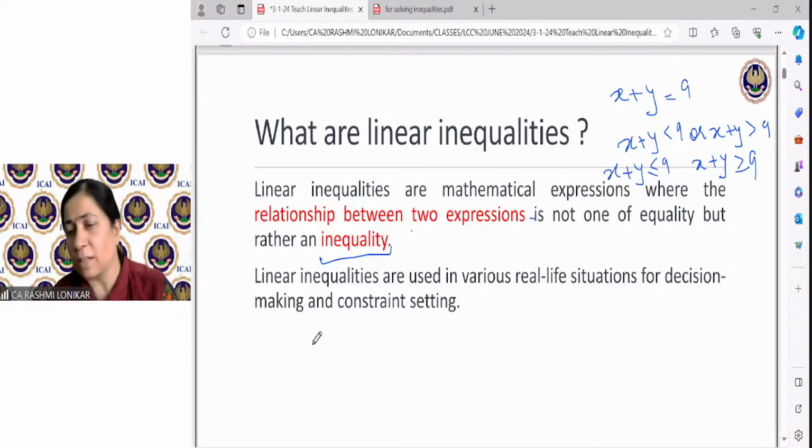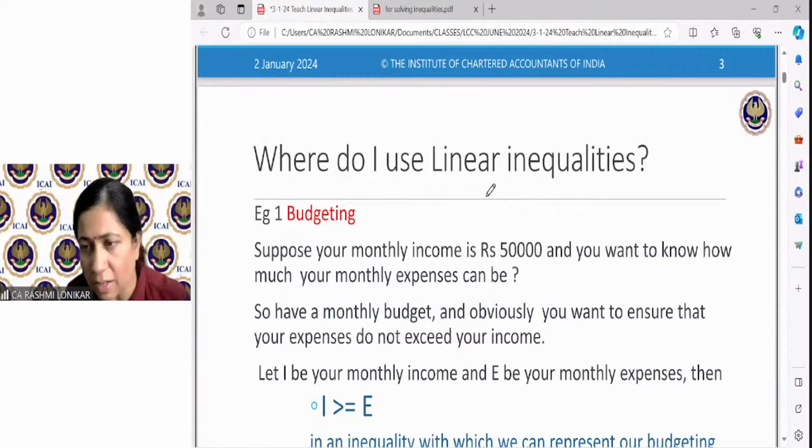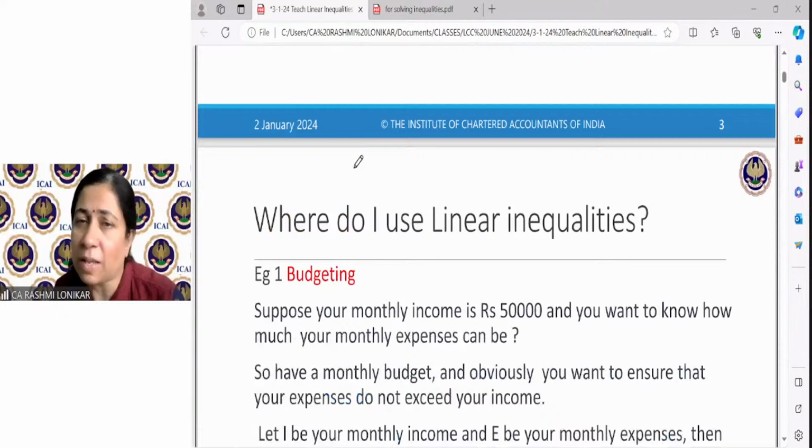The simplest ones are with one variable, and more than one variable are also possible. Now, for example, where do I use the linear inequality? So let me take a practical example wherein you will be able to understand. For example, the first simplest example is budgeting. Suppose I'm earning 50,000 a month. Okay, my salary is 50,000. So how much can I spend maximum? 50,000. Okay. Can I go beyond that?